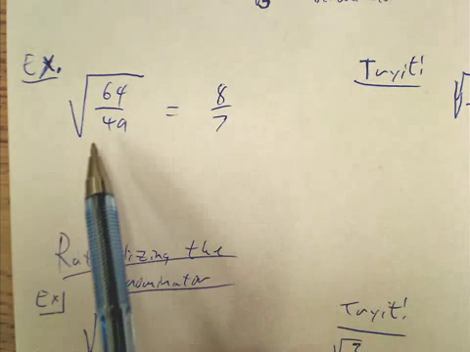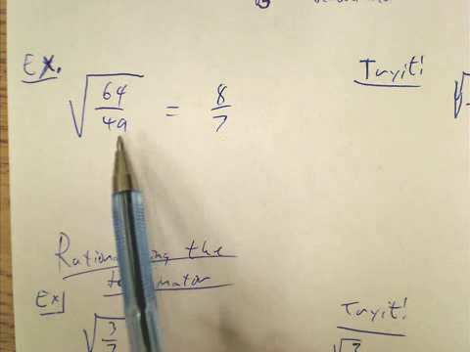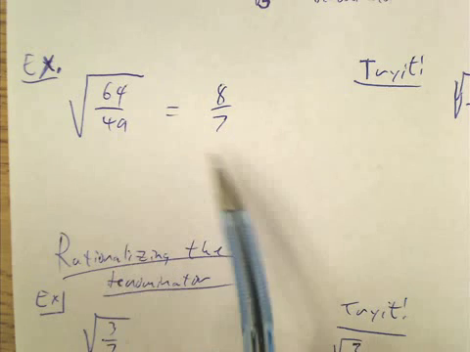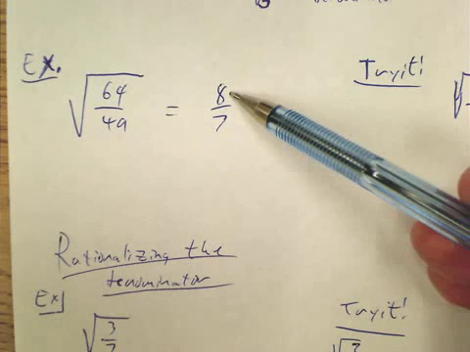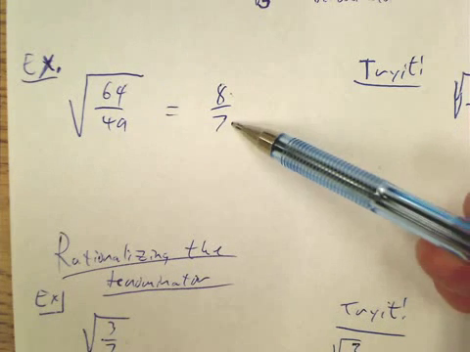So here I have a fraction, and I went ahead and did it because if everything's a perfect square under the fraction, you just take both the square roots. So the square root of 64 is 8. And the square root of 49 is 7.